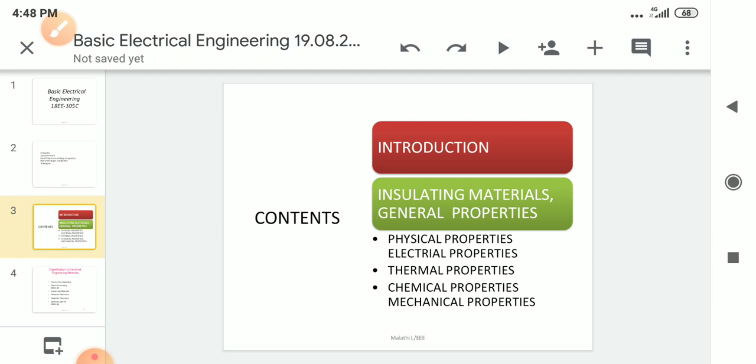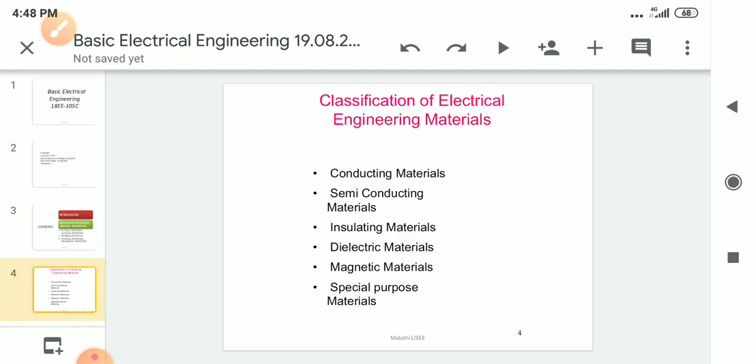Then only we can get deeply involved in that insulating material. If we observe the physical, electrical, thermal properties, like that, then we will find the right material for the right application. Before that, we have to know the meaning of this insulating material. So first of all, in our electrical engineering subject, throughout our concepts, we are dealing with so many types of materials in our day-to-day life.